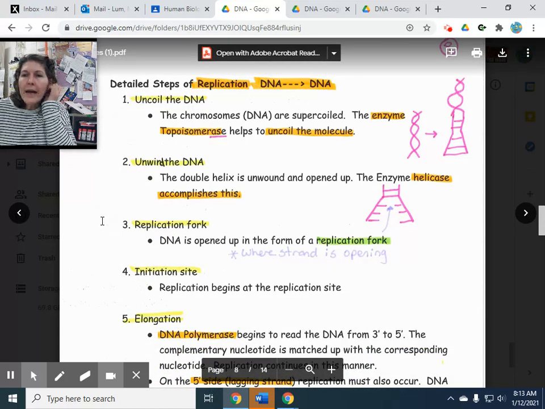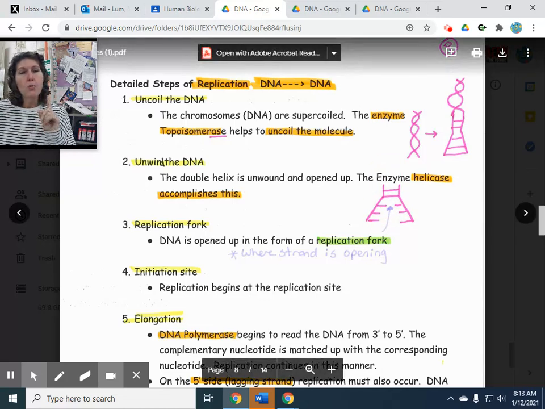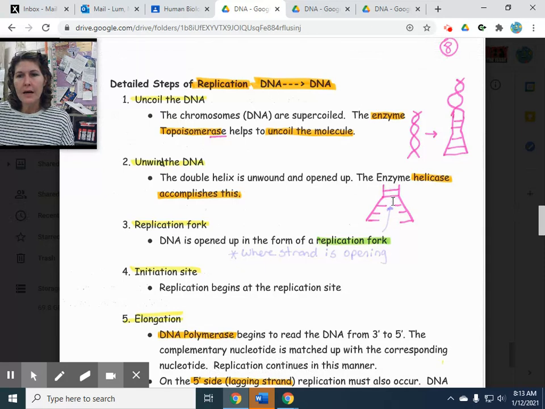Once we have it unwound, we want to open it up. So the next enzyme that you have is called helicase. And helicase is going to break those hydrogen bonds and open up that strand like a little zipper. Pretend there's a zipper on your coat and you're unzipping that coat and opening up those bonds. When we do this, notice that it's creating this stretched out molecule here.